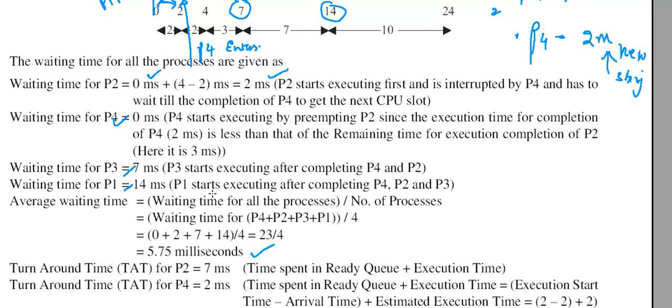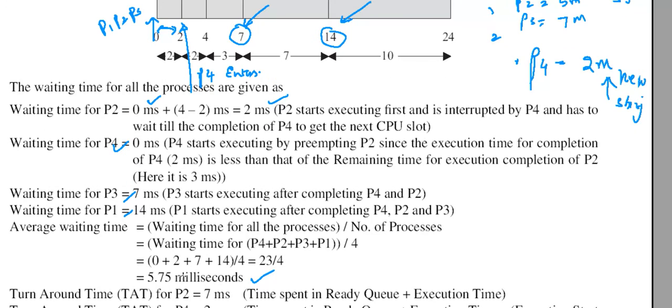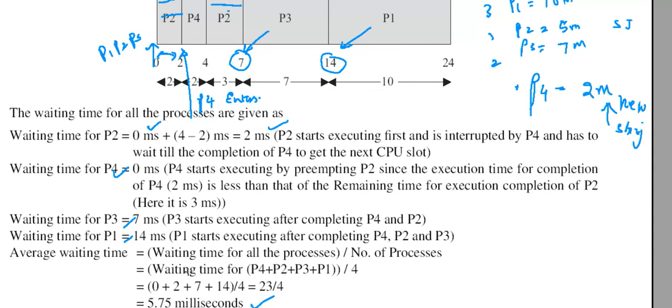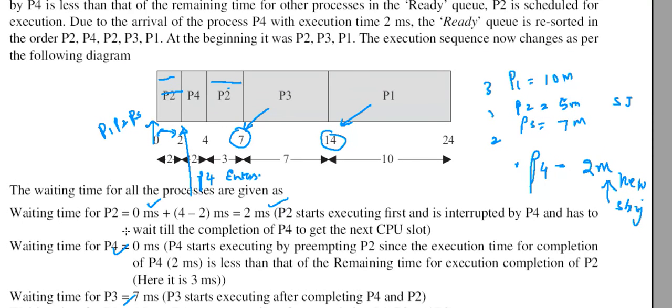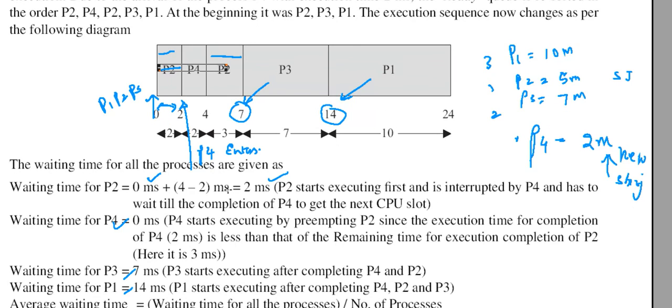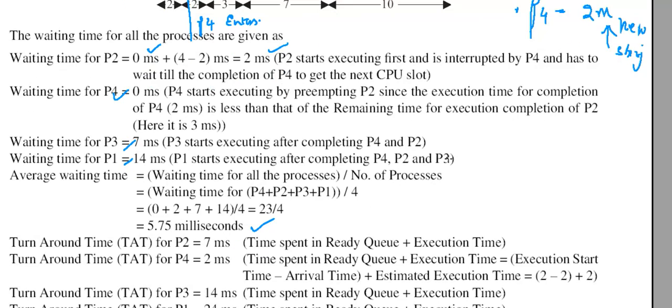Okay, next, turnaround time. Turnaround time is what? Waiting time plus execution time. How much did P2 wait? P2 waited 2 milliseconds only. Here it is running. Here it is running. It waited only this portion, that is 2 milliseconds. So 2 milliseconds is waiting, and execution is 5 milliseconds. So the turnaround time for P2 is waiting time 2 plus execution time 5, so it is 7 milliseconds.